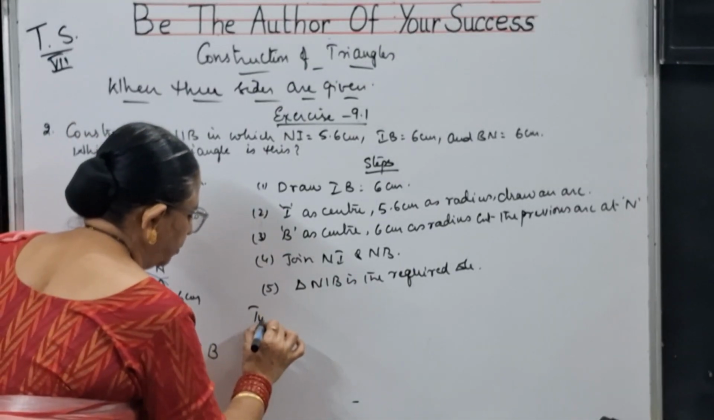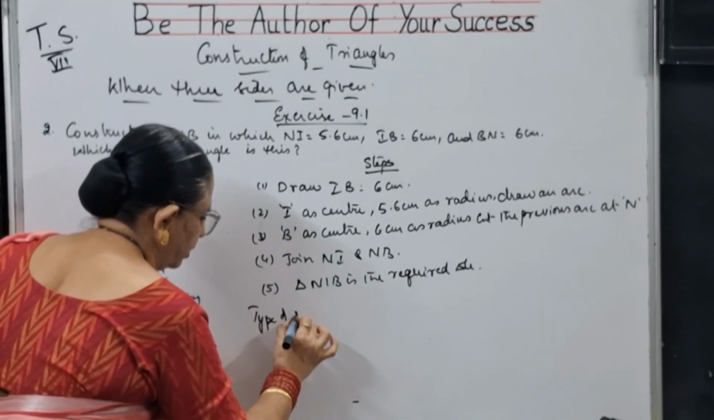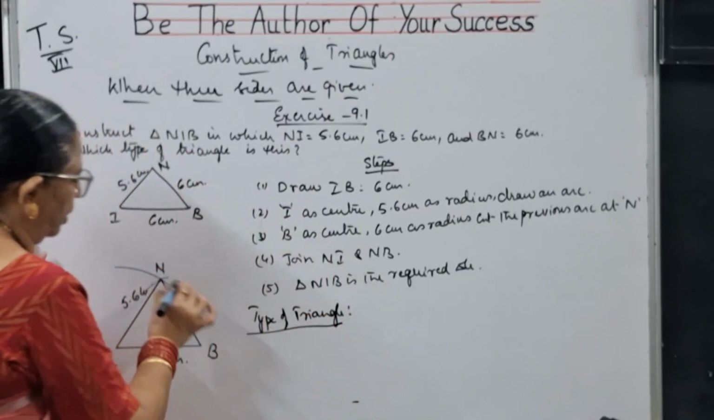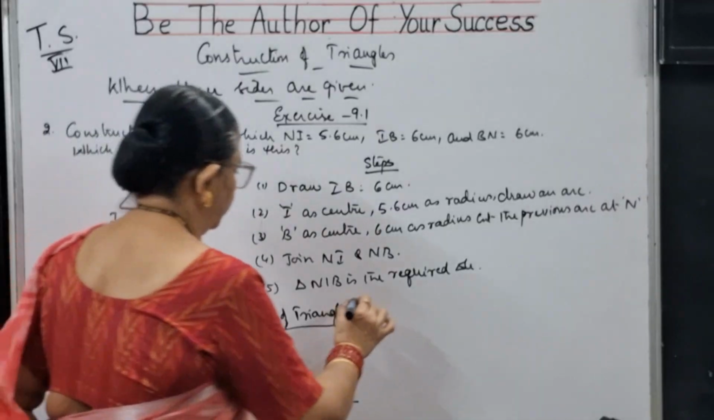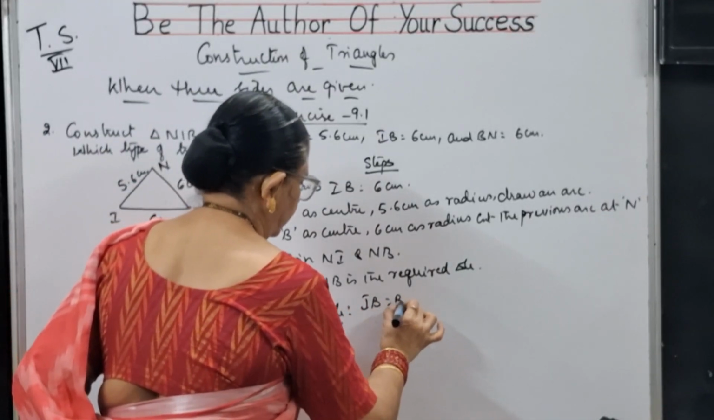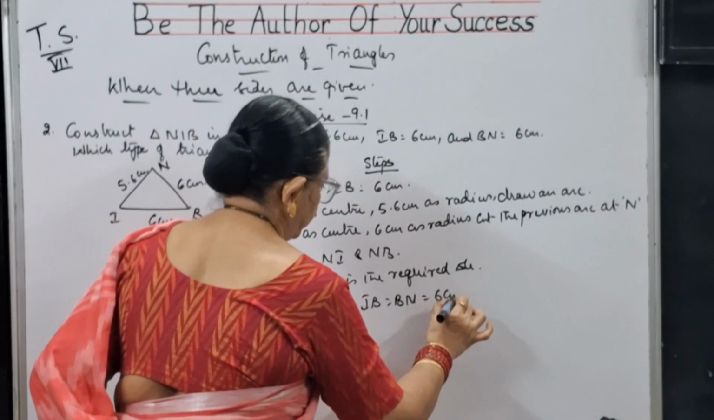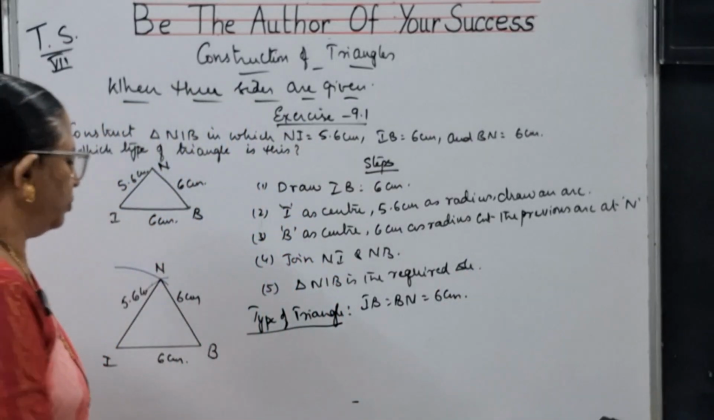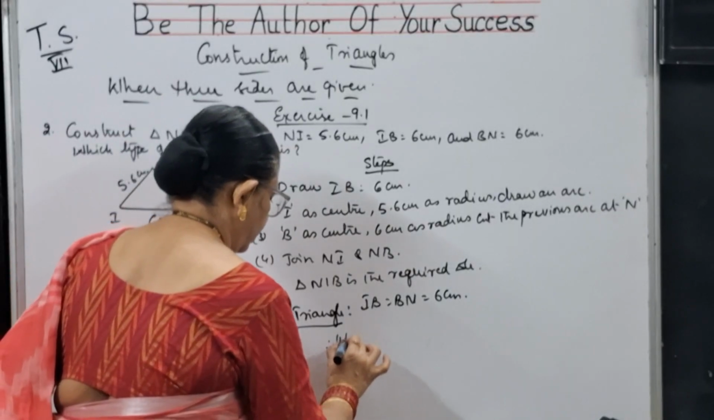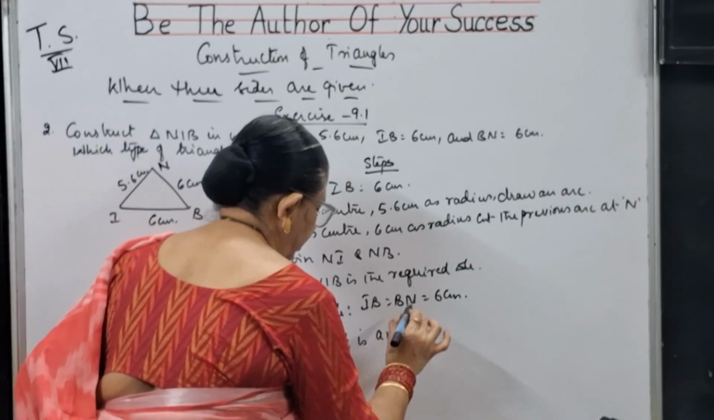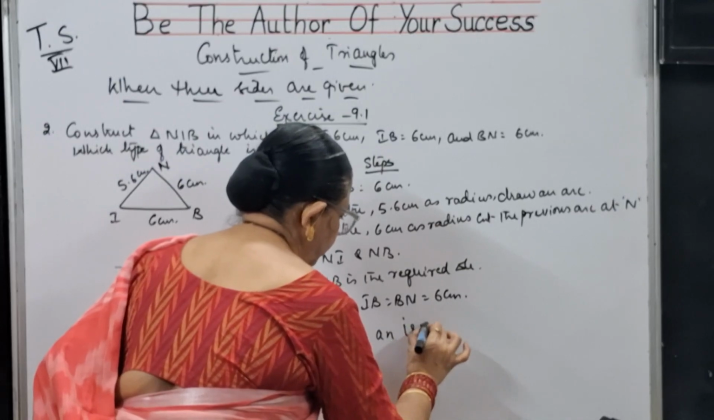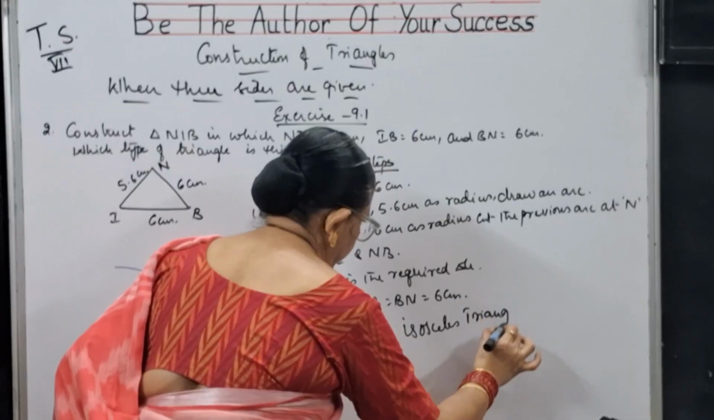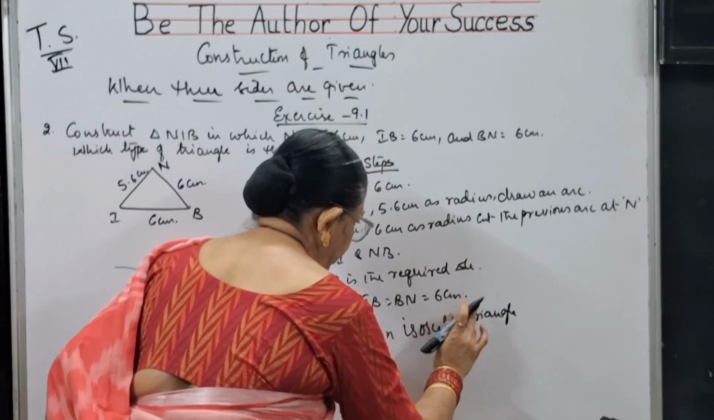What is the type of triangle? Which type of triangle? What is the type of triangle, children? So, in this triangle, IB is equal to BN is equal to 6 centimeters. So, two sides of the triangle are equal. Therefore, it is an isosceles triangle. Isosceles triangle.